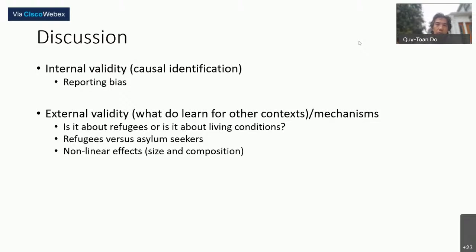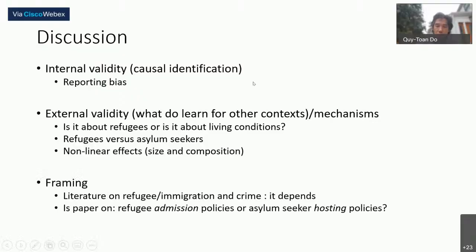And then the implication of that is how do you want to frame your paper? Is it a paper on refugees and crime, part of this long literature that has shown positive effects, negative effects, and so on and so forth? Or do you want to engage in more immediate policy issues about refugee and asylum seeker hosting policies? That's something you've alluded to at the end of your talk.